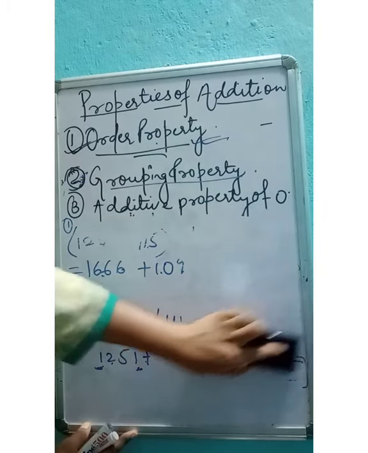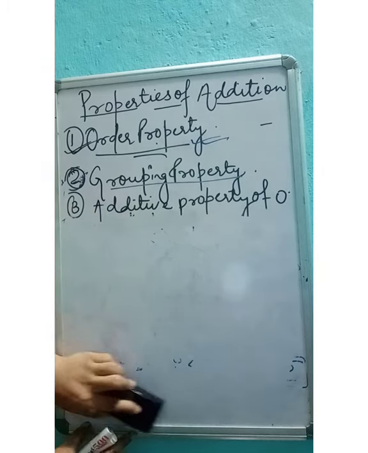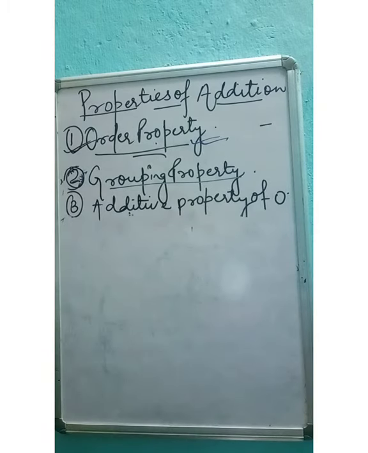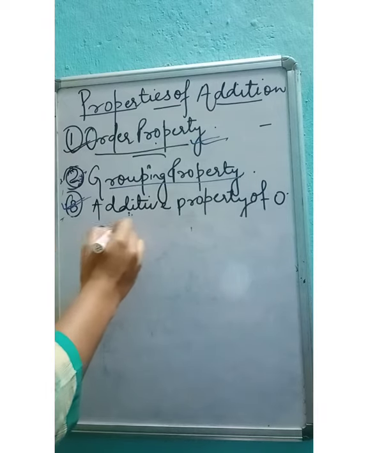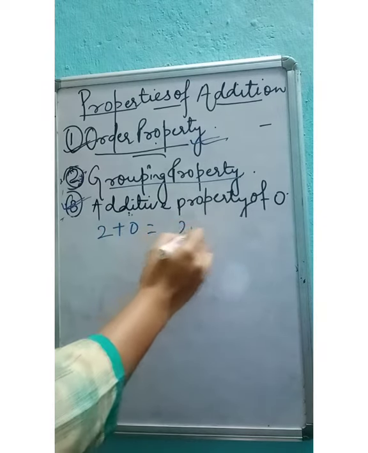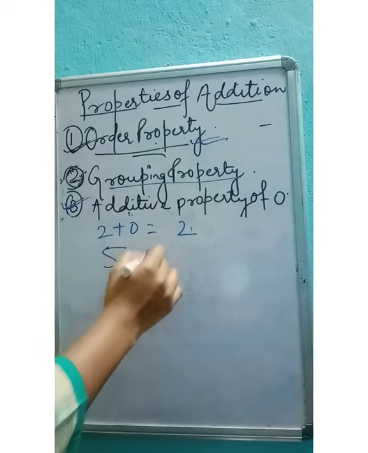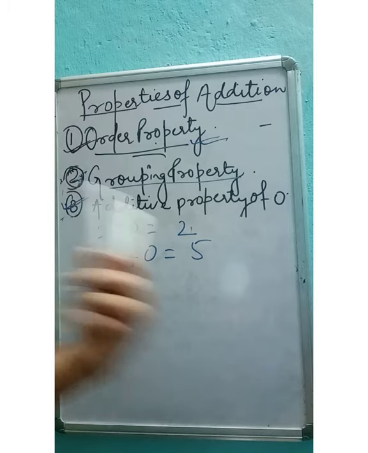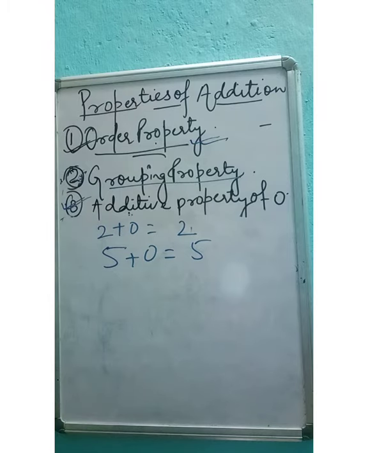additive property of 0. So if we add 2 + 0 = 2 only. If I add 0 + 5, it will be 5. If you have 5 chocolates and I give you 0 chocolates, then what will happen? How many chocolates will you have? You have only 5. So if we add 0 to any number, then what will the answer be? The answer will be the number itself.